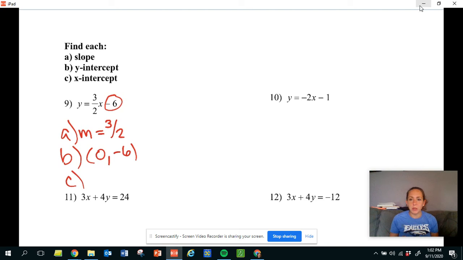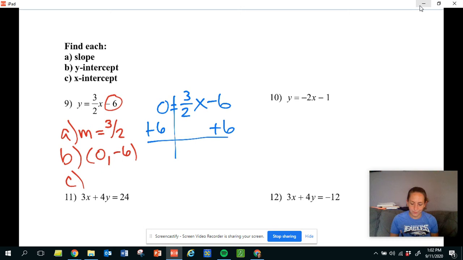X-intercepts happen when you plug in 0 for y. So I'm going to plug in 0 and see what I get. So first I'm going to add 6 to both sides. Cool. And I'm going to divide by 3/2, which is the same as multiplying by 2/3 on both sides.